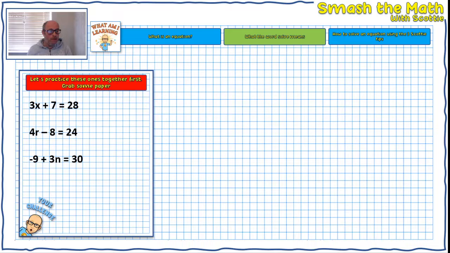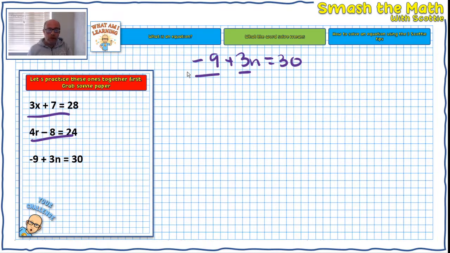So let's have a look at this bottom one here. Now we've got minus 9 plus 3n equals 30. Now this is not the same way round as these ones. Different. But the method is exactly the same. As long as we follow the method, we're fine, and follow the tips. So I need to get rid of that, and I need to get rid of that to get n on its own.